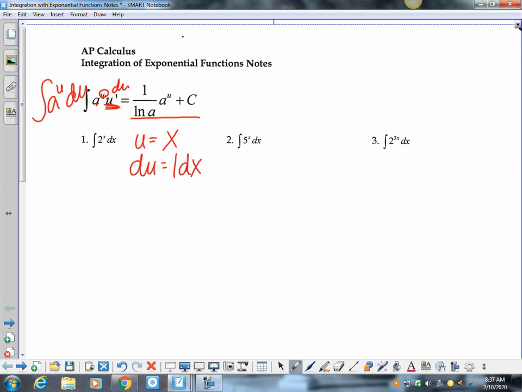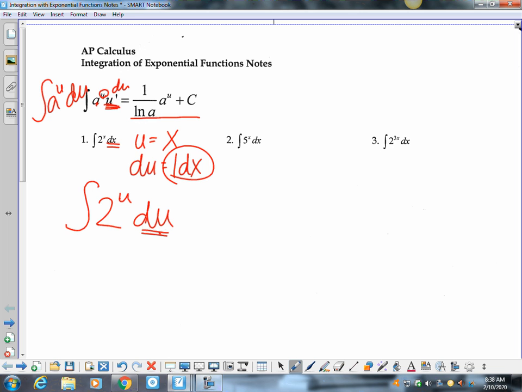No, 2 is the a. Okay, so here's what I have. I have 2 to the u du. I just replaced my x. Y'all told me to let the u be the x, so I replaced it. My du is 1 dx, which I have. So I have 2 to the u du. I've done no calculus yet. It is that step, yes.